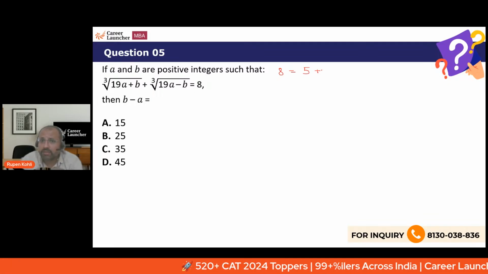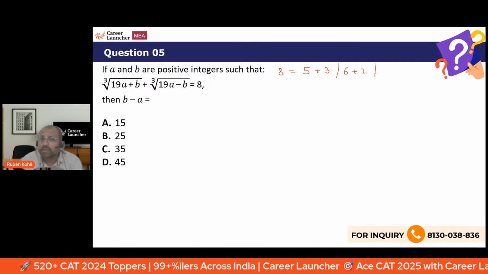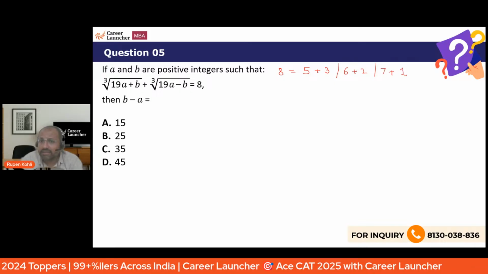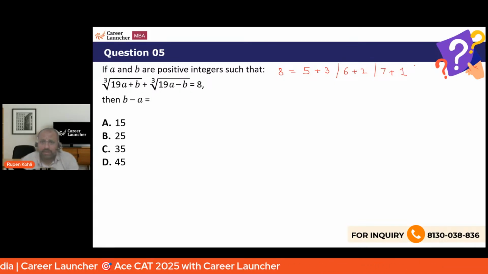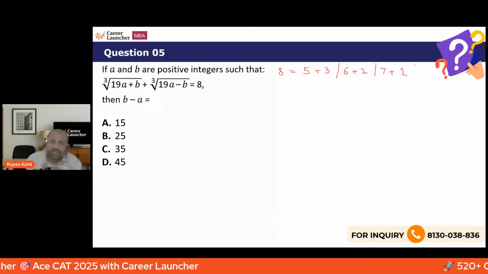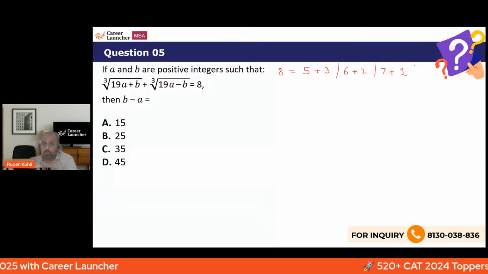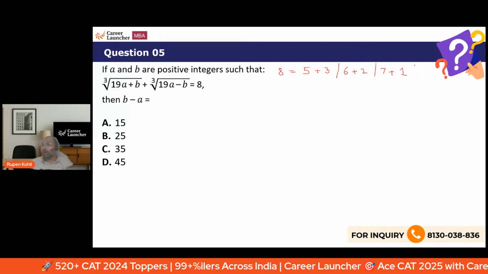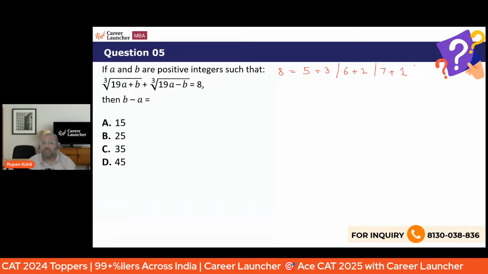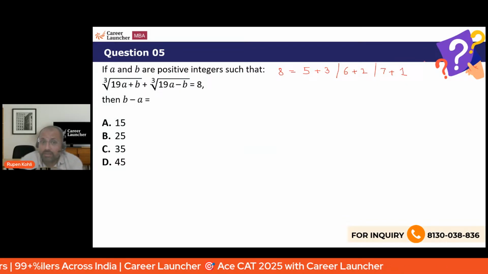The first possibility being 5 plus 3, the next one being 6 plus 2, the next one being 7 plus 1, and nothing else can be done after that. Only three cases are there. So we can do our hit and trial process, assign the values to the two cube root expressions as the cubes of these numbers, and then see, do we get the positive integer values of a and b or not? That's the process to attack this question.